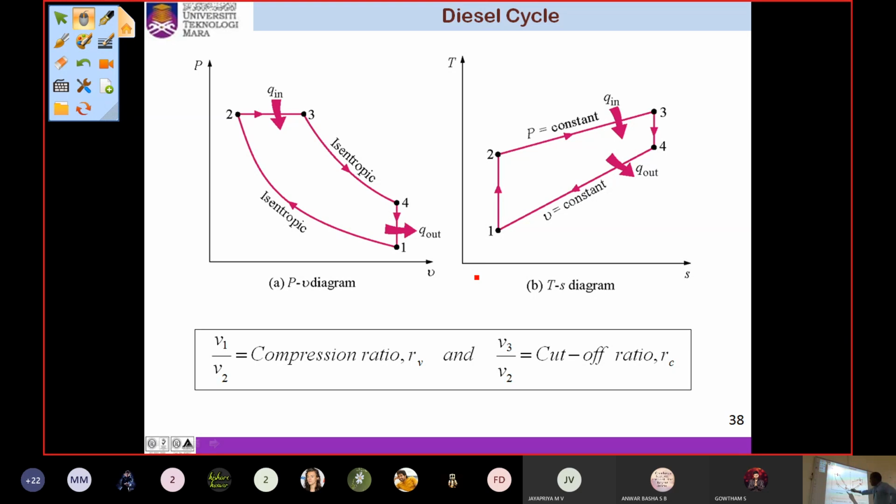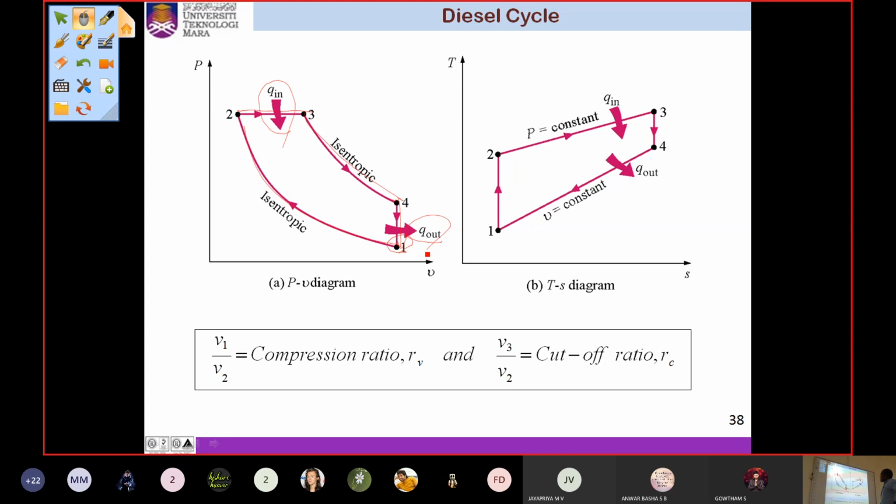So we can get this. PV diagram. So this is the initial state. Then there is an isentropic compression. Then there is a constant pressure heat addition. So this Q in will give you heat addition in the constant pressure process. Then this 3 to 4 is an isentropic expansion. Then this 4 to 1 will give you constant volume heat rejection, Q out. Right. So these are the processes in diesel cycles.